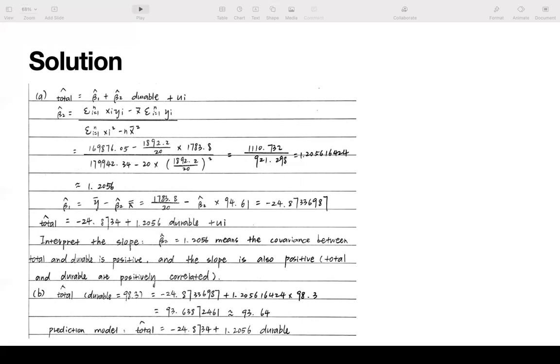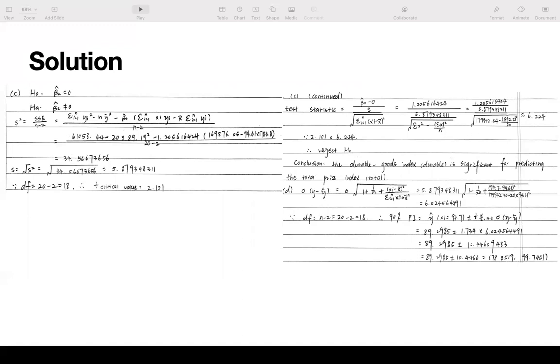And also for part B, we have the total hat when durable is equal to 98.3 is equal to 93.64. So also the prediction model is such that total hat is equal to the intercept plus the slope times durable, but without the error term.